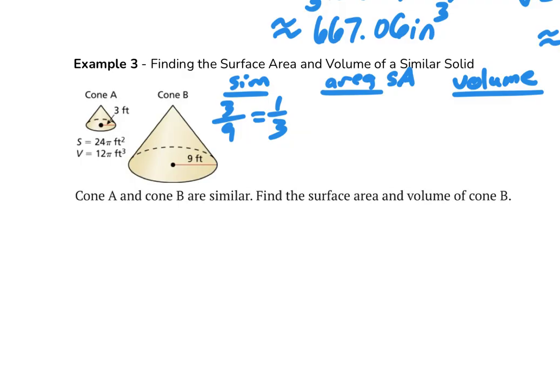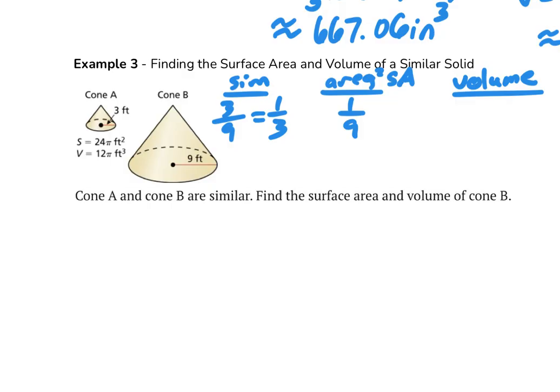When I do the area ratio, area is always squared. So we're going to do 1 over 9. I square the top, I square the bottom. When I square 1, it doesn't change it. It's still 1. If I had a different number other than 1, that number would change. But 1 squared is 1, 3 squared is 9.